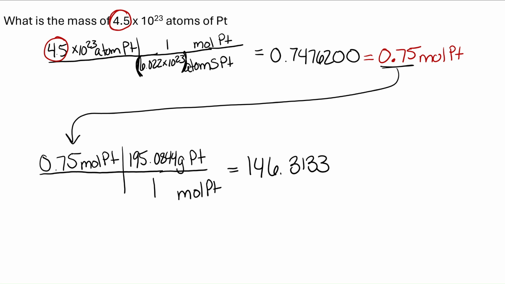Now, that is not what I can report. Again, I have to consider significant figures. So again, you can go here to that first box, or back up to the original number. And we're still dealing with just 2 significant figures. So the correct way to report this value would be, if I round, 150 grams of platinum. Or a better way would be to use scientific notation, and that's 1.5 times 10 to the 2nd grams of platinum.